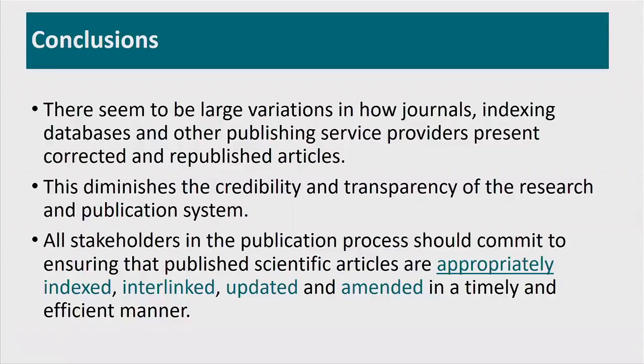So the conclusion from our study seems to be that there is a large variation of how journals, indexing databases, and other publishing services like Crossref provide us with the information about these articles. So the user, when they come and search, they would get 3 identical articles. One of them would be retracted, one of them would be republished, and one would be a notice which may not be indexed as a notice, but it's something else.